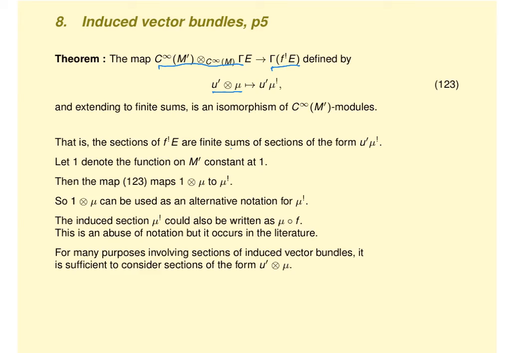So this map from this tensor product sends a basic tensor like that to simply the product of u prime, a function on M prime, by the induced or pullback section. That map, extended to finite sums, is an isomorphism of modules. So we have that the module of sections of the induced vector bundle is isomorphic to this tensor product.